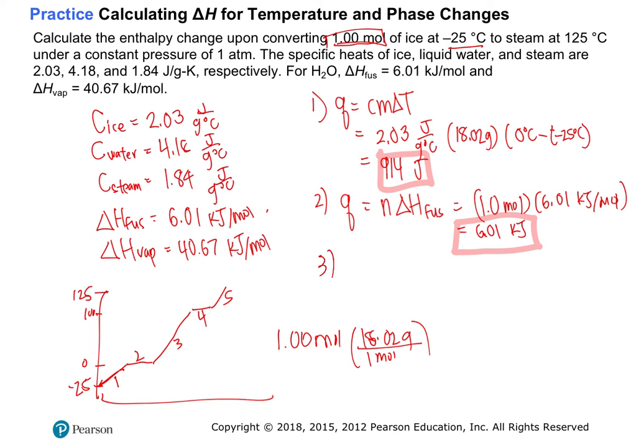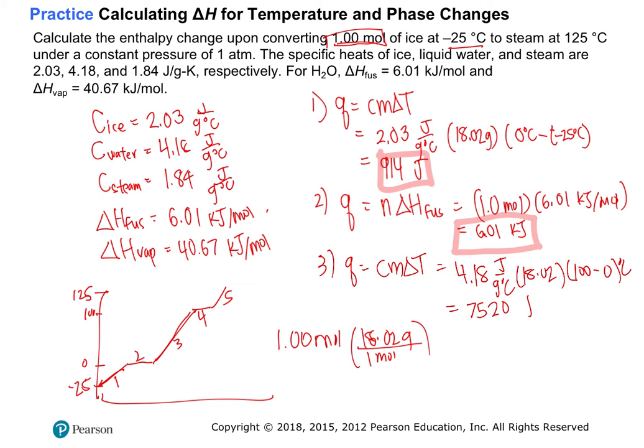For segment 3, I have another temperature change. So Q equals Cm delta T. So now my C is 4.18 because I'm at water now. My mass is still 18.02, and then I'm going to 100 degrees Celsius from 0, so it's 100. So I calculate that, and I get 7,520 joules. I'm going to get rid of this calculation so I have some room.